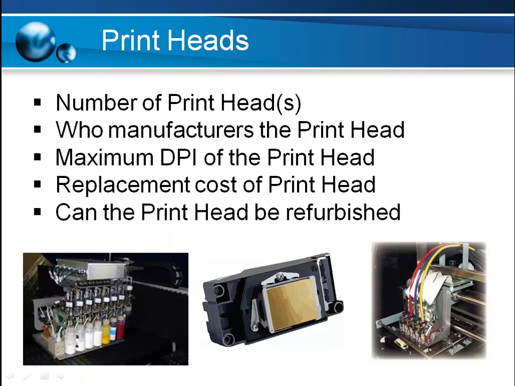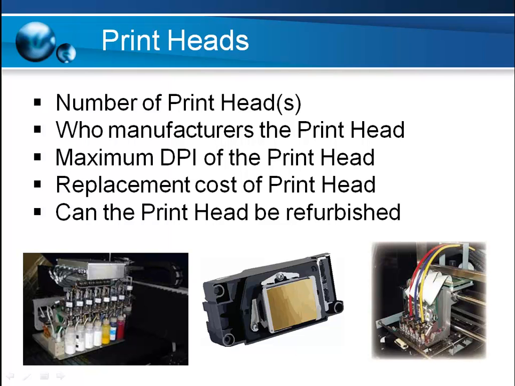The print heads are a pretty important area to look at when trying to compare different DTG printers. Some of the things you want to look at are how many print heads are actually in a printer. Some of them only have one print head, others have more than one. So you want to see, is this one print head with multiple channels separating it, or is there one print head with only one channel in it?